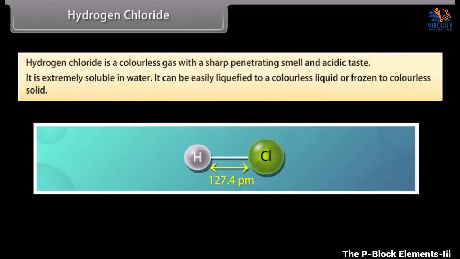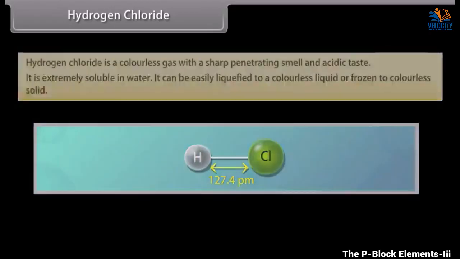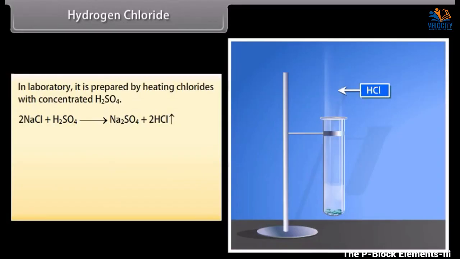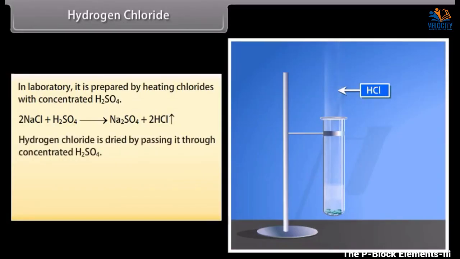It can be easily liquefied to a colorless liquid or frozen to a colorless solid. In the laboratory, it is prepared by heating chlorides with concentrated H2SO4. Hydrogen chloride is dried by passing it through concentrated H2SO4.